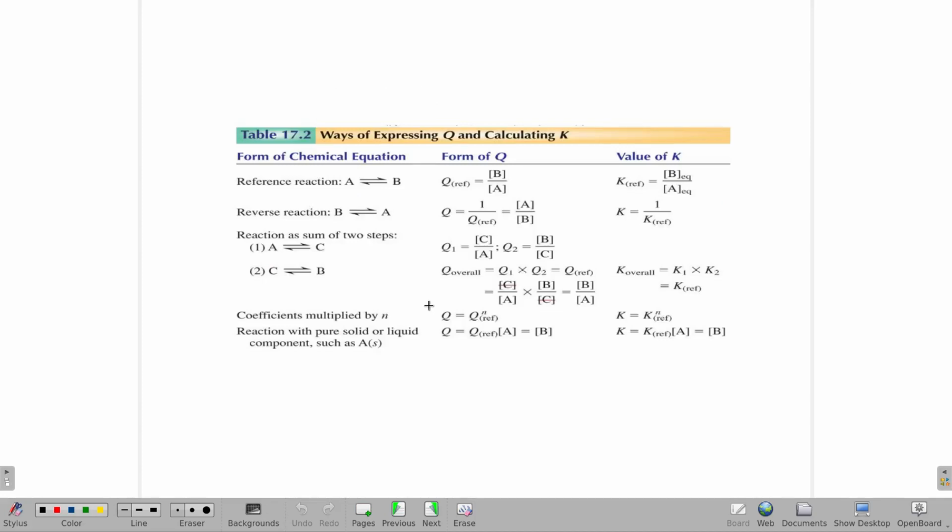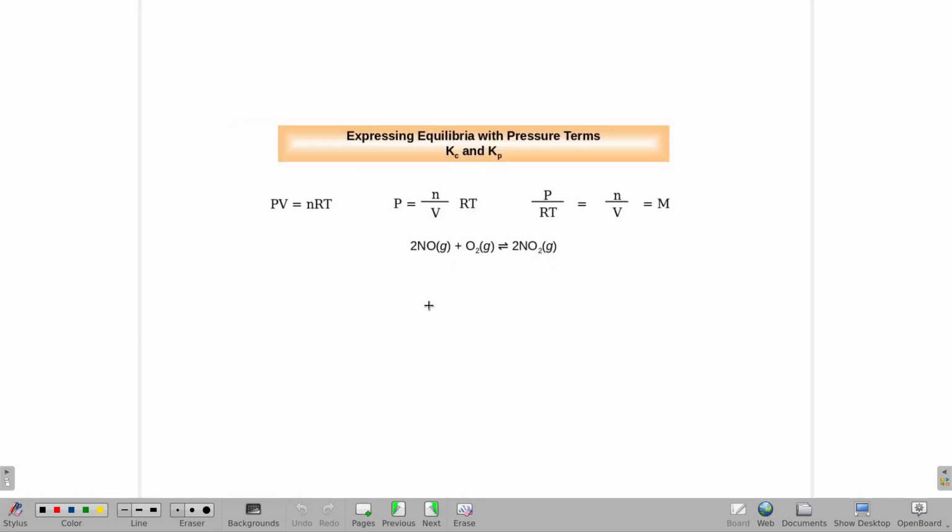And it's a table from a different textbook than yours, but you have one similar to it. Okay, next one we're looking at is a weird one. We have the ability to do pressure-based Ks. So rather than just concentration, it might be pressure.